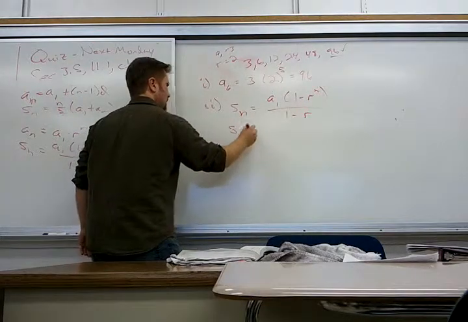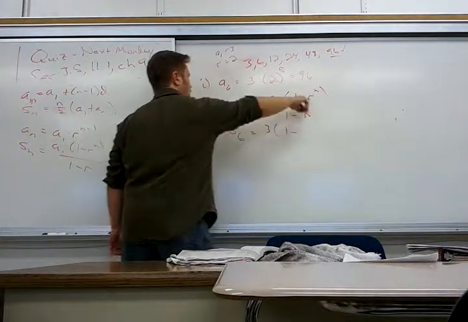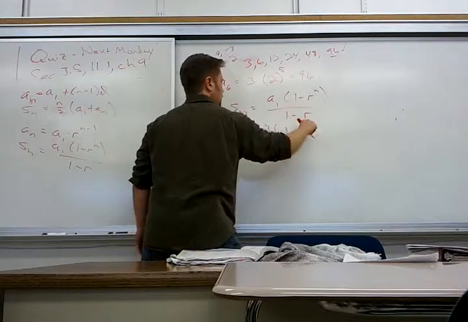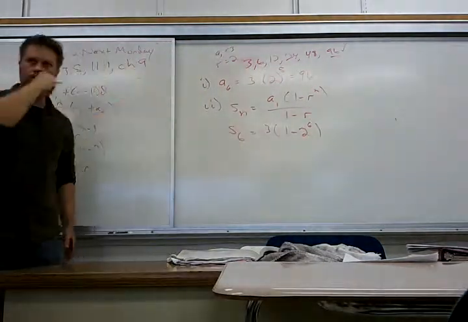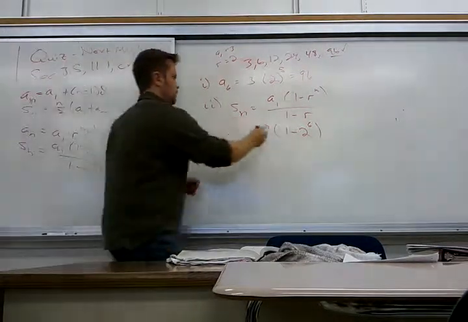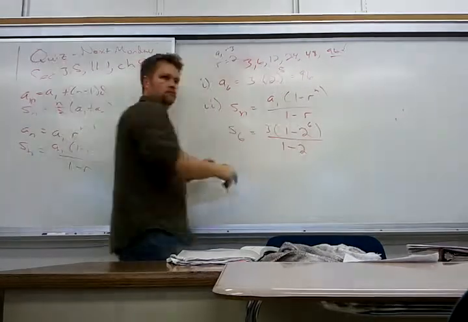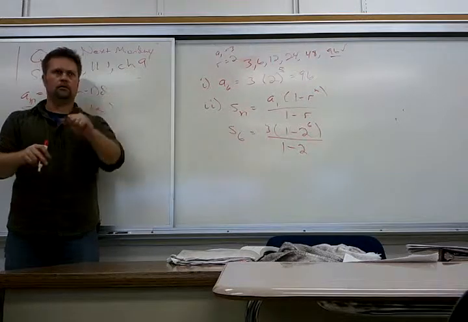So S6 will be, what's A1? 3. 1 minus r, what's r? 2. To the nth power, 6, because I want S6, right? Just plug and chug it. It's 6 in this case, divided by 1 minus 2. So it's pure plug and chug.